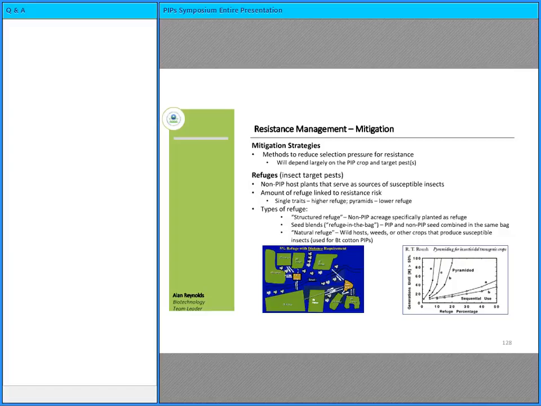We've also had a natural refuge paradigm in which susceptible insects are produced by other hosts. These could be weeds, wild hosts, or other cultivated crops that are also host plants for the target pests. And this has been a strategy that's been used for Bt cotton PIPs in the southeast for the past decade.